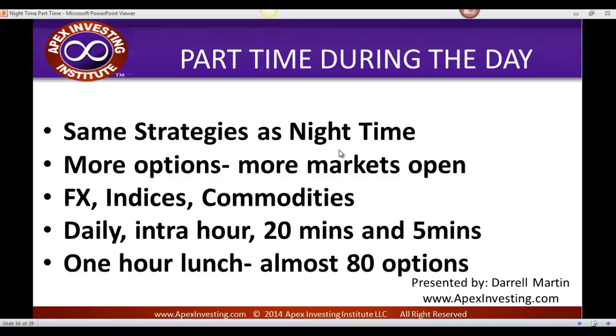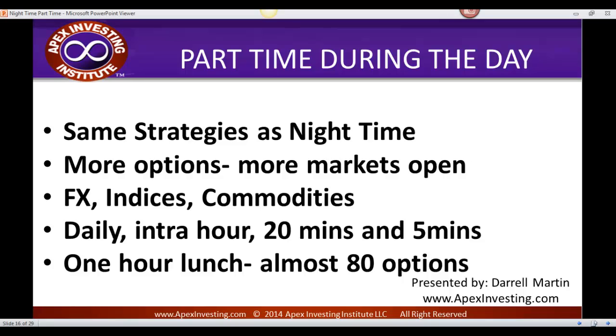You got a lot more options during the daytime because all the U.S. stuff is open now, all right? You've got the U.S. indices open up. All the commodities are opening up and starting to move. You've got 10 different FX pairs, 4 U.S. indices, 2 or 3 overseas indices, then all your commodities: gold, oil, copper, silver, natural gas, and so on. You've got the dailies, the intra-hours, the 20 minutes.